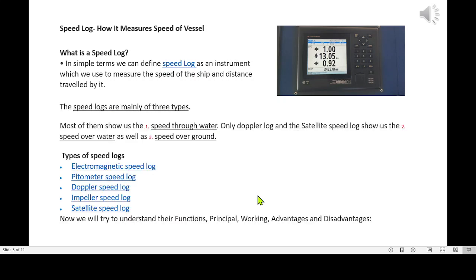The speed logs are mainly of three types. Most of them show us 1. Speed through water. Only Doppler log and the satellite speed log show us 2. Speed over water, as well as 3. Speed over ground. Types of speed logs: electromagnetic speed log, pedometer speed log, Doppler speed log, impeller speed log, satellite speed log. Now we will try to understand their functions, principle, working, advantages and disadvantages.